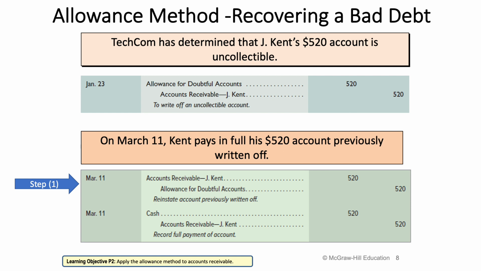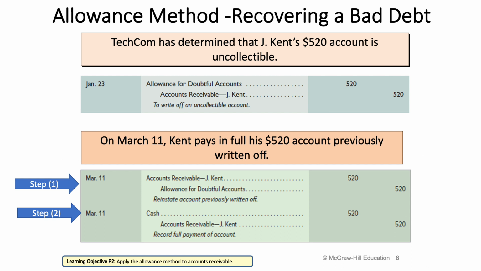And in step 2, I receive cash of 520. My cash is going to increase. And again, I'm going to close my accounts receivable. So now remember, if you already wrote off the customer's account and then the customer all of a sudden appears and wants to pay, you need to do the entry in two steps.